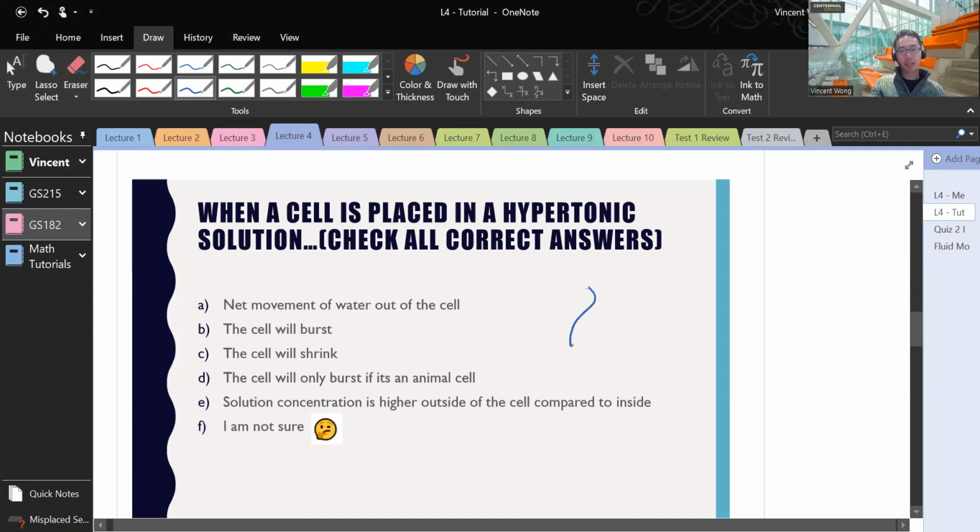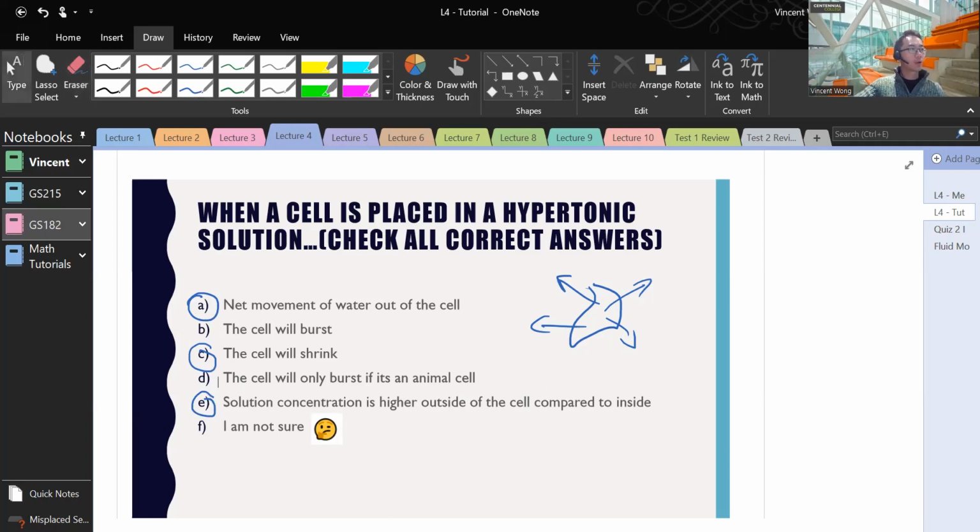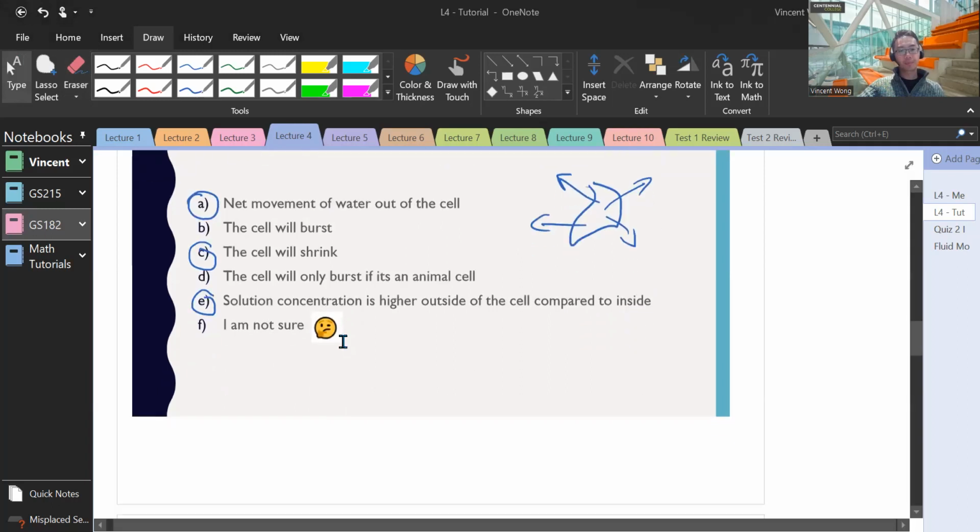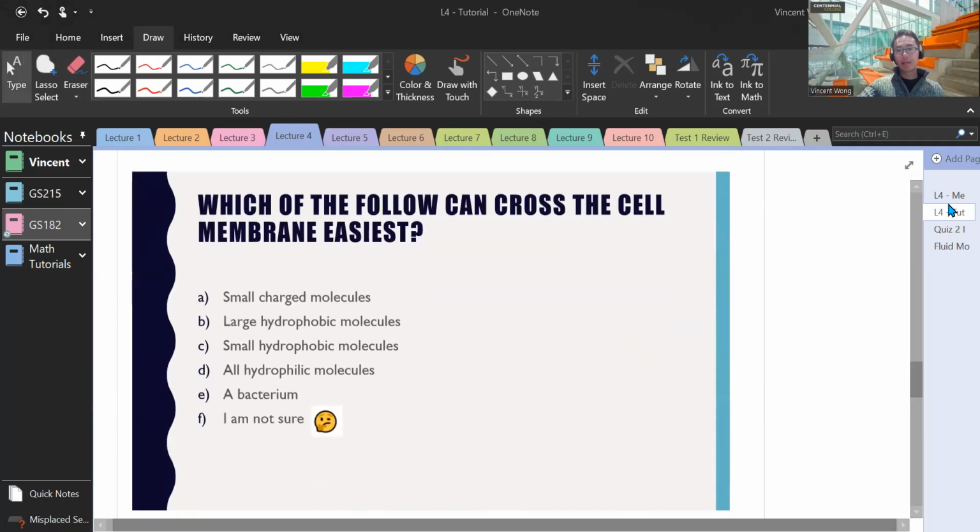Let's take it up. Okay, so hypertonic solution is when it shrinks up like that and all the water leaves. So net movement of water out of the cell. That's correct. The cell will not burst because the water is leaving, so the cell will shrink. And it will not burst, so this is not correct. Solution concentration is higher on the outside compared to the inside. That is also correct. That's the reason why the water is leaving in the first place, right? Okay, so the answer is A, C, and E. Again, sorry for launching the wrong poll. Okay, let's keep going.